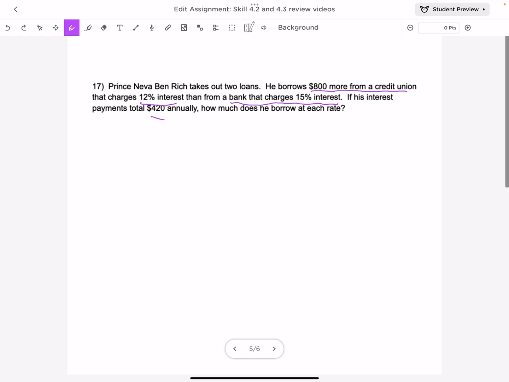And so we need to solve two different equations. So first, let's talk about our variables. Let C equal the money from the credit union that he borrowed, and then let B equal the money from the bank that Neverbeenrich borrowed.